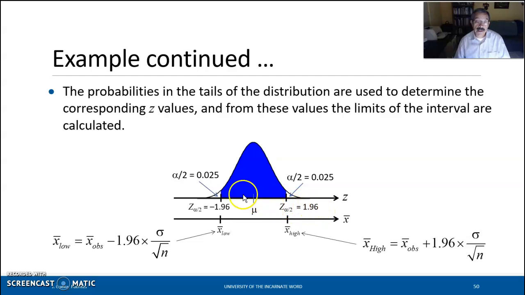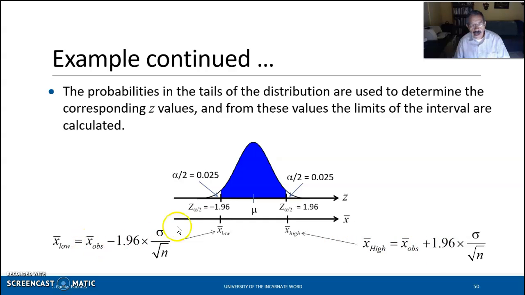Now if you remember in chapter 6, once we found the z-value, we can find the x-value using an equation like this. So we want to find this x, this average low. And that equation was the population mean minus the z-value times the standard deviation, in this case of the sampling distribution, which is sigma divided by the square root of n. And this is the same equation for the high limit, except that here we're using the positive z-value.